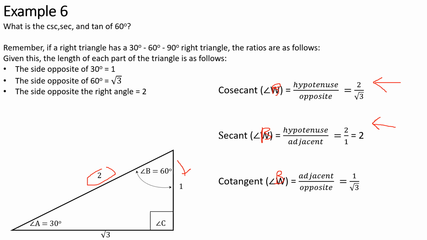Then I go tangent, opposite over adjacent. I'm sorry, that is tangent. Adjacent over opposite is cotangent, and that is going to be 1. Here's my adjacent, angle 60 degrees. Here's my opposite, which is square root of 3. So we're going to see these ratios, and that's how these ratios are formed, basically looking at the inverse trigonometric functions.